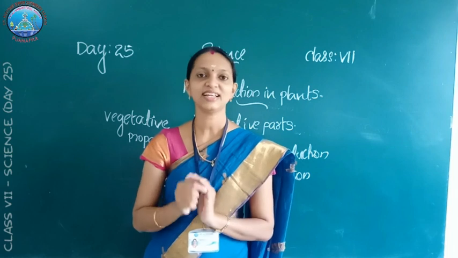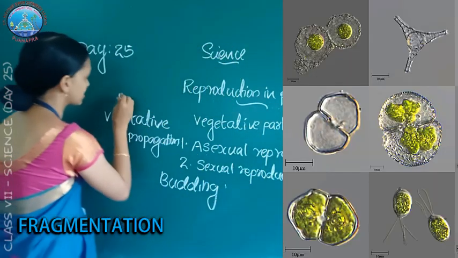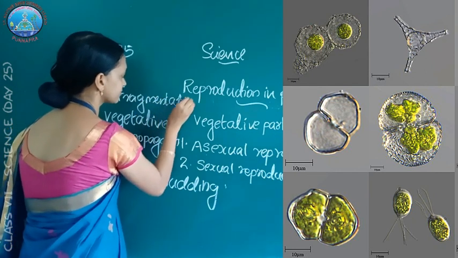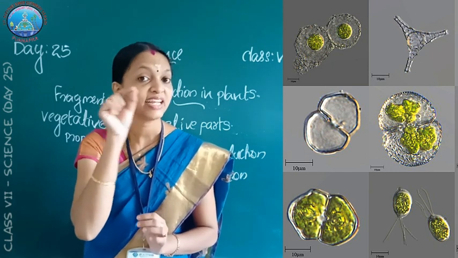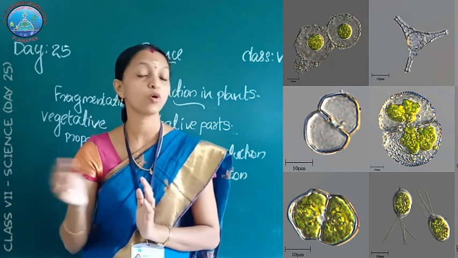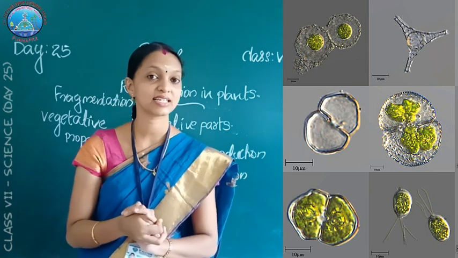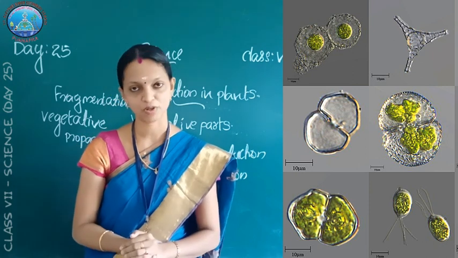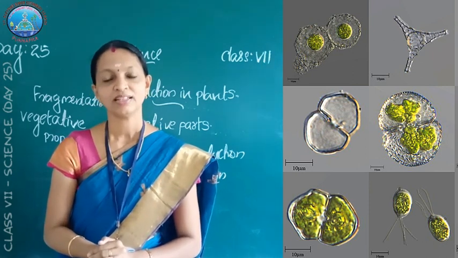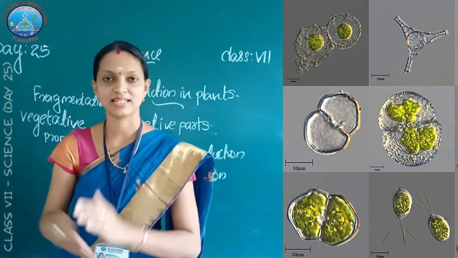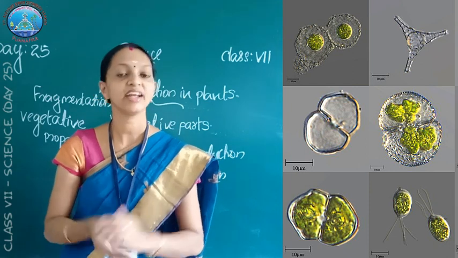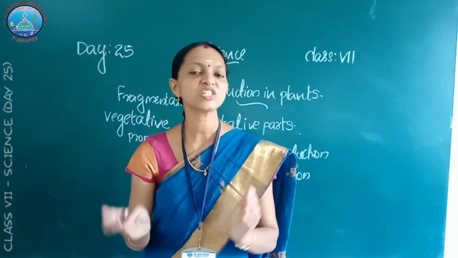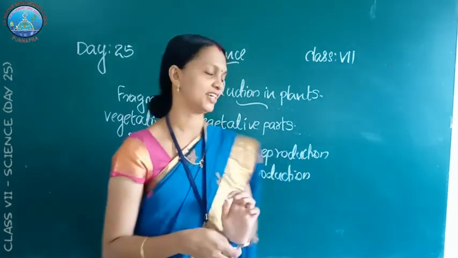Okay. The next one is fragmentation. The next asexual reproduction is fragmentation. Do you see some green color patches on the surface of water, in pond water? Some green color patches, that is algae. Algae can carry out this fragmentation process. The algae can divide their body into small pieces, that is fragments, and each fragment produces new algae, that is the fragmentation process.